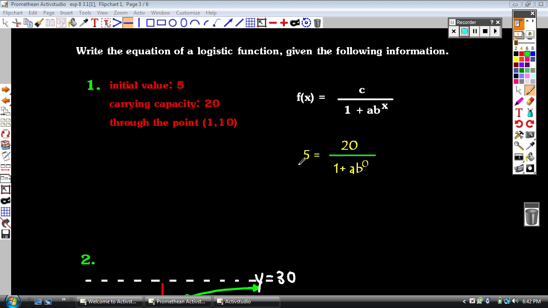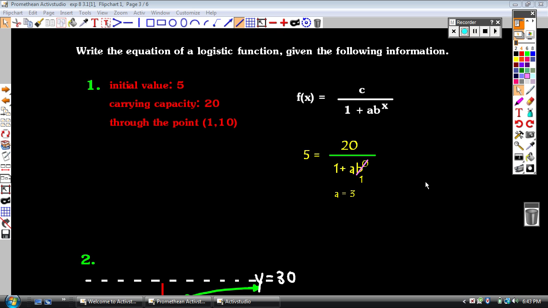Plugging these numbers in, looks like the only things I have left to find are the a and the b. Well, when I plug in my initial value, b to the 0 becomes 1. Anything to the 0 power becomes 1. So this term goes away. So we're left with 5 equals 20 over 1 plus a. That gives us a chance to solve for a. Go ahead and do that.